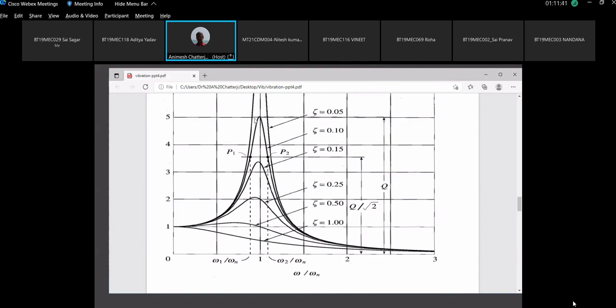So we are interested in the maximum value of vibration, at what frequency it will occur, and if this maximum value of vibration is not acceptable to me as an engineer, what will I do? If possible, I will change omega. If I cannot change omega, I will change omega n.